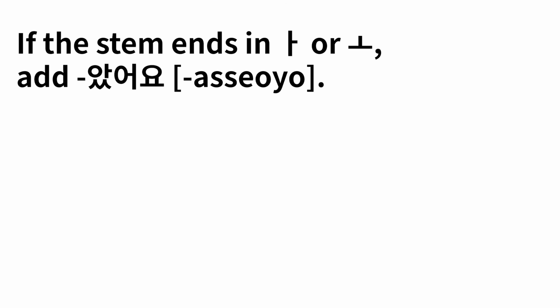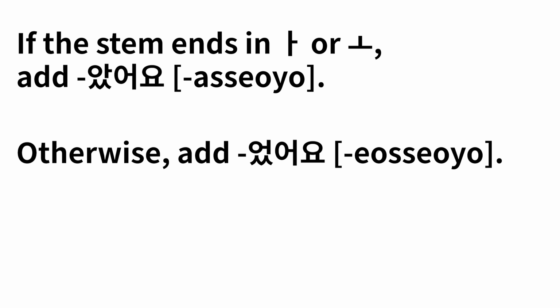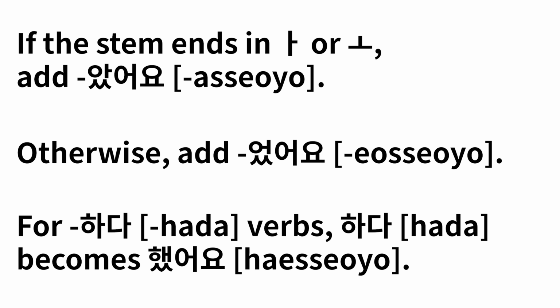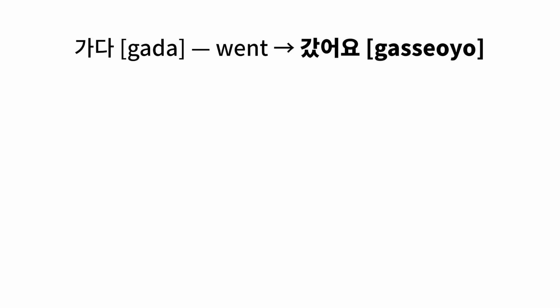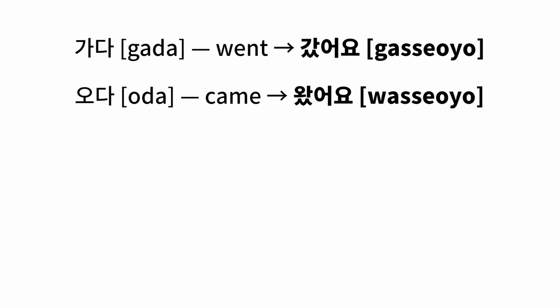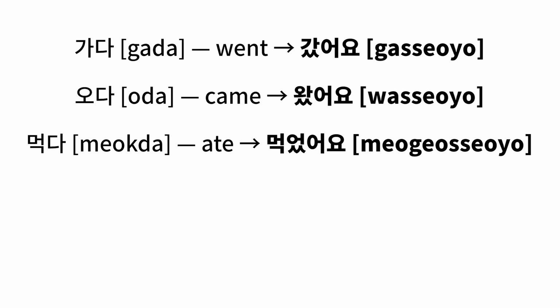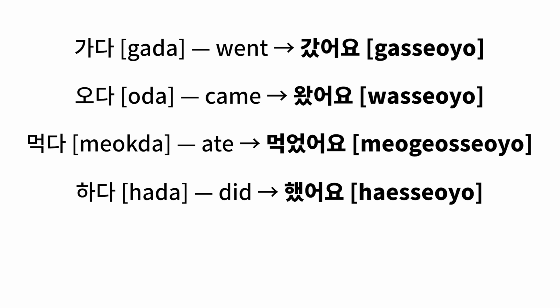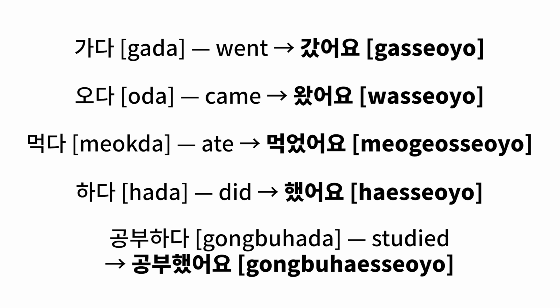The Korean past tense follows the same vowel rule. If the stem ends in 아 or 오, add 았어요. Otherwise, add 었어요. For 하다 verbs, 하다 becomes 했어요. Examples, 가다 becomes 갔어요. 오다 becomes 왔어요. 먹다 becomes 먹었어요. 하다 becomes 했어요. 공부하다 becomes 공부했어요.